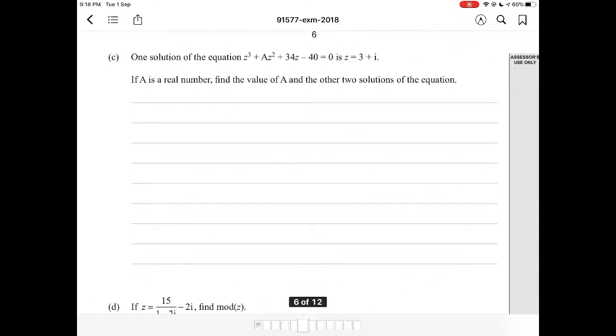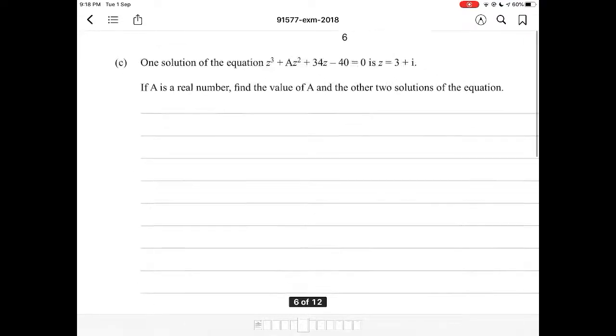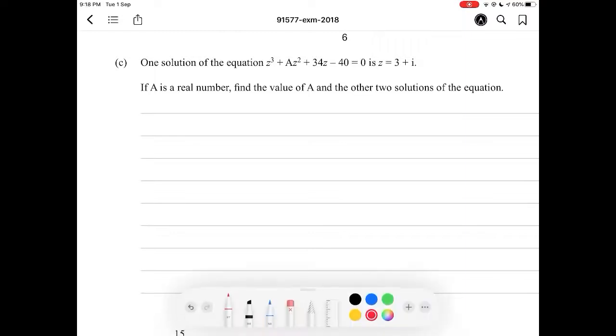One solution of the equation z cubed plus az squared plus 34z minus 40 equals 0 is z equals 3 plus i. If a is a real number, find the value of a and the other two solutions of the equation. So if z is a solution, by the conjugate root theorem, we know that the conjugate of z must also be a solution.